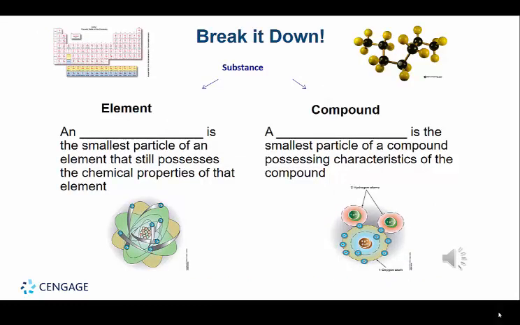Okay, so this slide is, again, what we've talked about. It goes into a little bit more detail. The smallest part of an element is an atom, the smallest particle of an element that still possesses the chemical properties of that element. And then a molecule is the smallest particle of a compound possessing the characteristics of that compound.